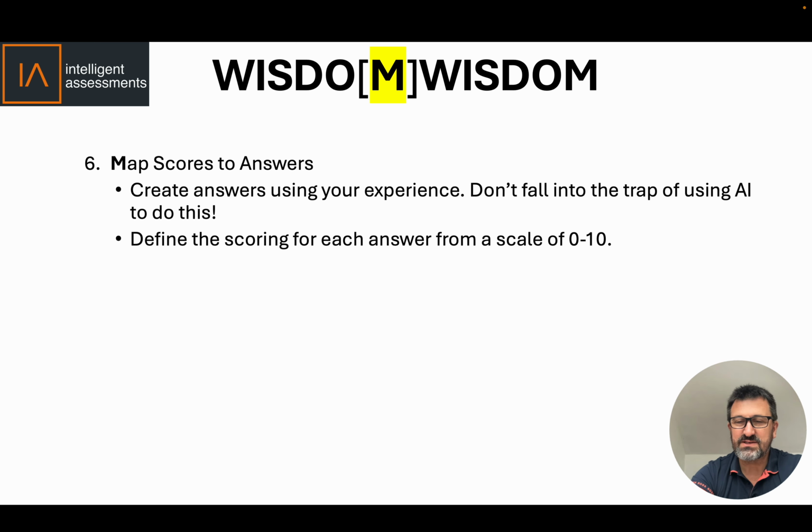In step 6, you'll map scores to answers. So you'll create answers using your experience, and as I said before, don't fall into the trap of using AI to define your questions or even the answers. This is supposed to be from your experience. Define scoring for each answer on a scale of 0 to 10 for each of the answers that you define.